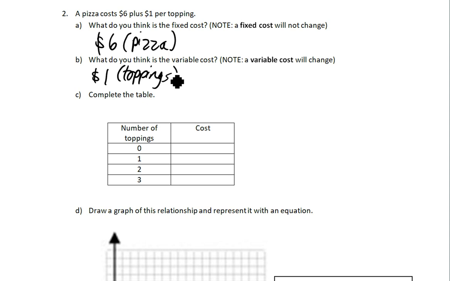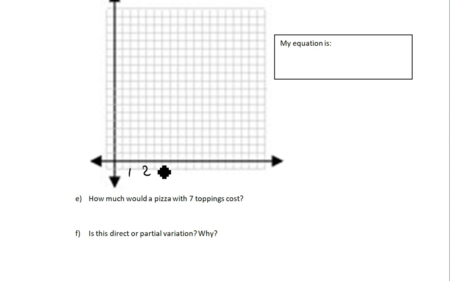So that changes depending on how many toppings I order. In this case, if I didn't order any toppings, I would still have to pay for the pizza. So that's going to be 6, but then each topping will be $1, so now I add that $1 on. Again, if we were to graph it, here's 1, 2, 3, here's our toppings, and there's our cost. So 0 toppings costs $6, 1 topping costs $7, 2 toppings cost $8, 3 toppings cost $9, and our graph's going to look something like that.